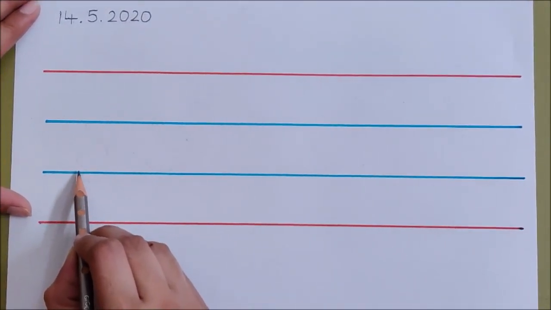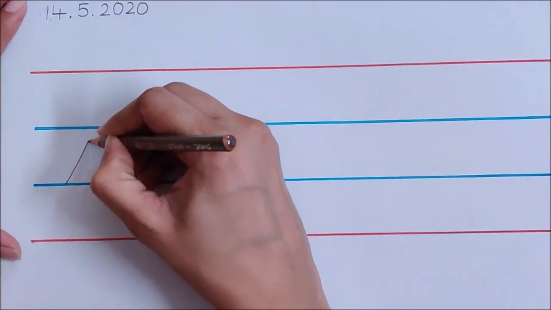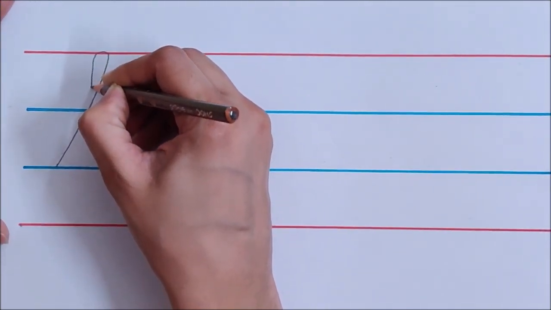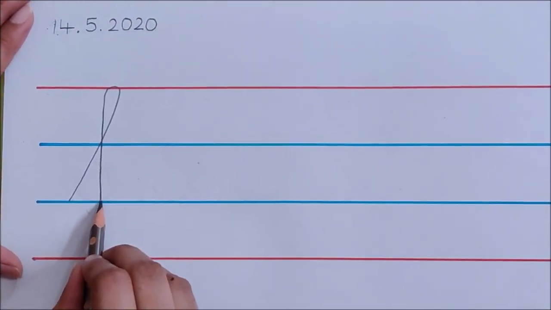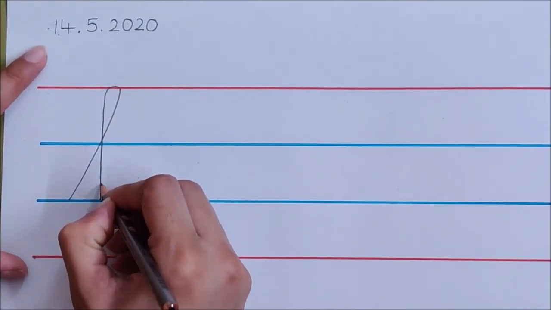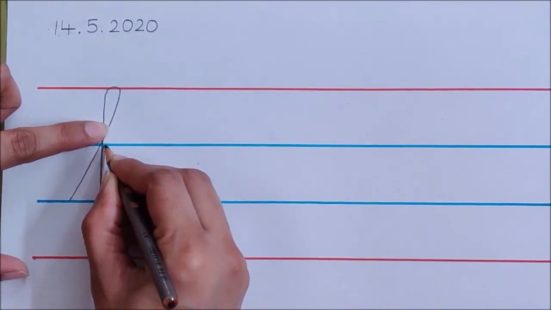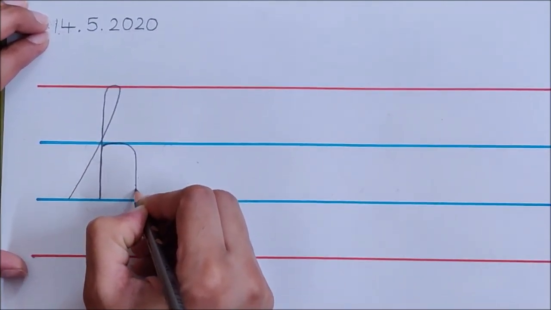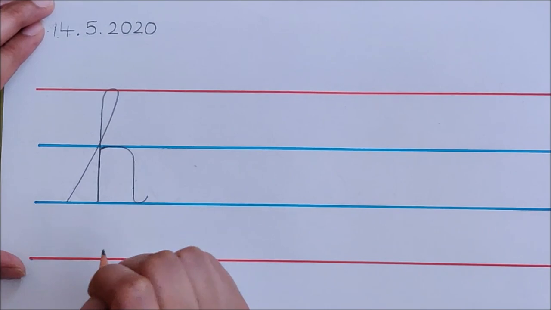Now let us see the formation of letter H. From the lower blue line, you have to go and touch the red line. Go up, touch the red line. Now turn, make a loop, make a standing line. See, it is a standing line, and stop at this lower blue line. Now go up on the same line, same line, same line. And when you reach this blue line, you have to turn. Turn, touch the lower blue line and a small tail. H her. Isn't it simple?